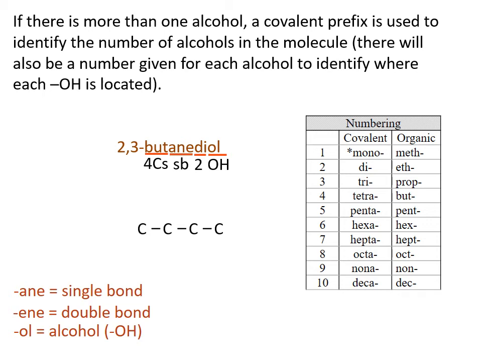The 2 alcohols will be located on the second and third carbon. So I will number my carbons and place an OH on the second and the third carbon. Now I add hydrogen so that each carbon is making 4 bonds. So I add 3 hydrogens to the first carbon, 1 to the second, 1 to the third, and 3 hydrogens to the fourth carbon.